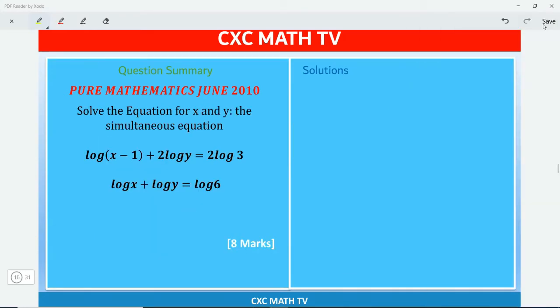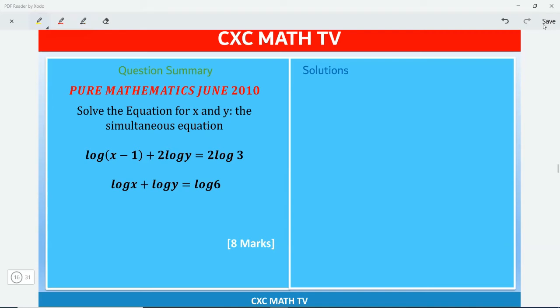Now this question was taken from June 2010, and it says solve the equation for x and y, the simultaneous equations: log of (x minus 1) plus 2 log y is equal to 2 log 3, and log x plus log y is equal to log of 6. Solve the equations for x and y. You should be laughing at this question, really nice, but go ahead, pause the video, attempt it, and have some fun.